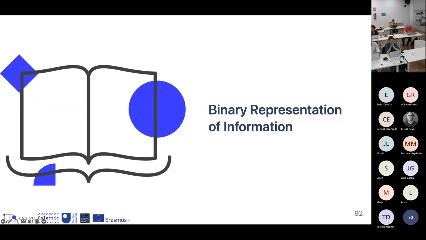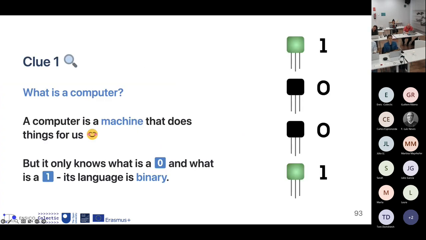Our first clue has to do with binary representation of information. As you probably know, a computer only knows what's a zero and what's a one. And the zero or a one are just two things. So binary representation of information means that we are going to represent information using only two things. In the case of computers, typically zeros and ones.